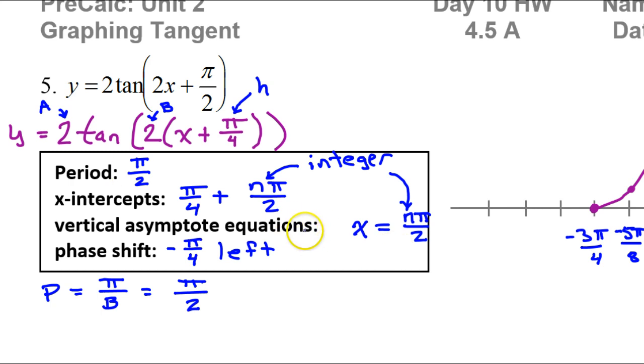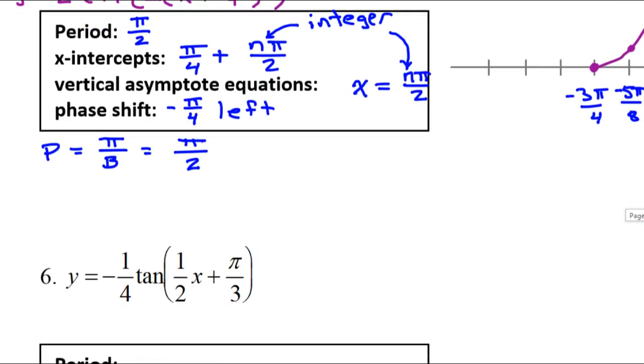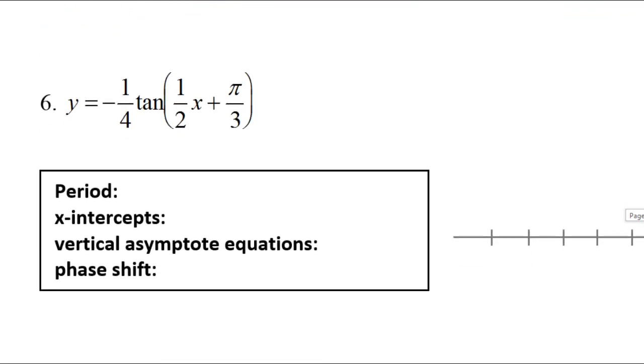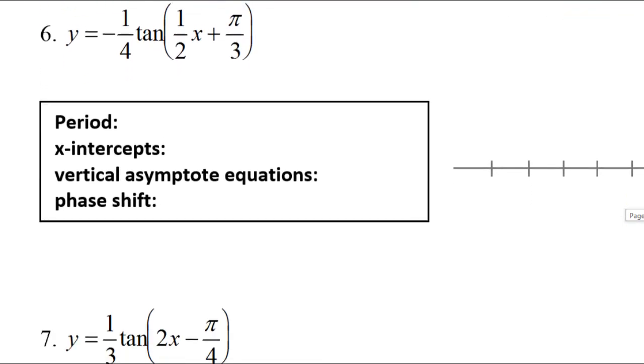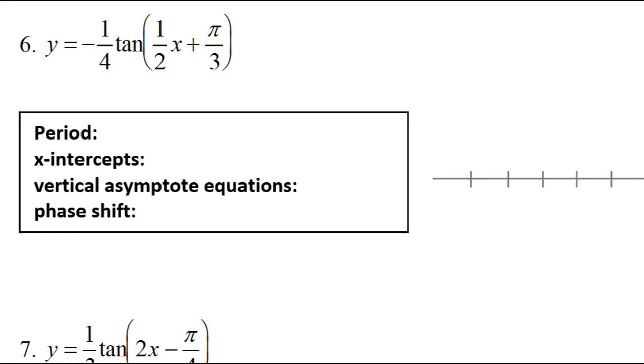But that's going to do it for problem number 5. And I'm going to try to slide straight into problem number 6. Alright, I'm trying to do 2 problems on each video.